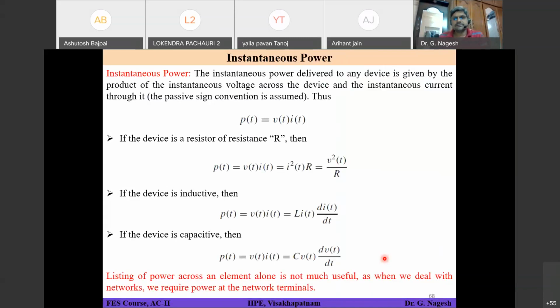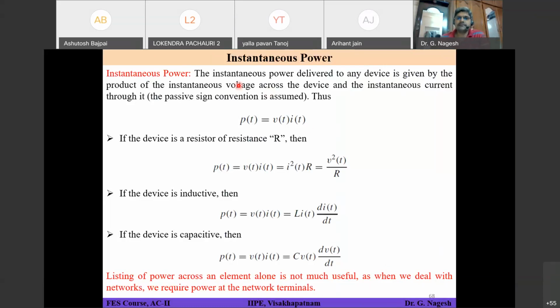Right, so first of all, coming to instantaneous power. We have already seen the voltage and current are functions of time. That means they have different values at different instants of time. Obviously, the power, which is nothing but the product of voltage and current, will also vary instantaneously with respect to time.